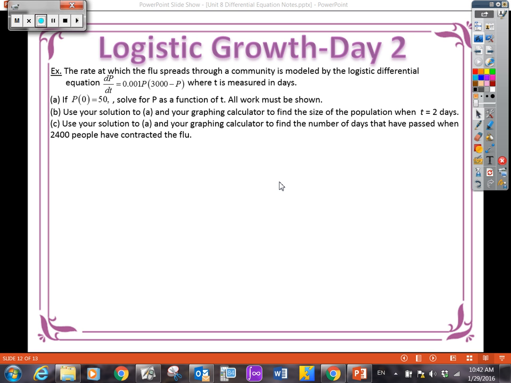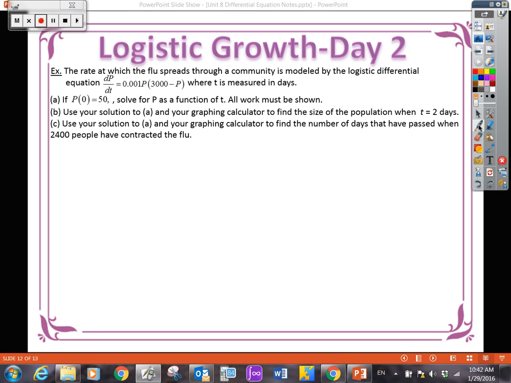So the first example, actually the only one we're going to be working, says the rate at which the flu spreads through a community is modeled by the logistic differential equation, and it gives us the equation, where t is measured in days. They give us an initial condition: if p of 0 equals 50, solve for p as a function of t. All work must be shown. So what they're asking us to do is solve the differential equation. That means we separate the variables and then we integrate, just our regular solve the differential equation thing. So let's do that.